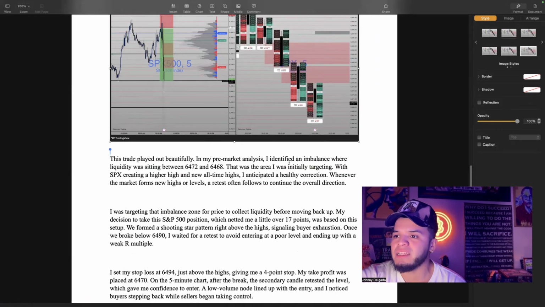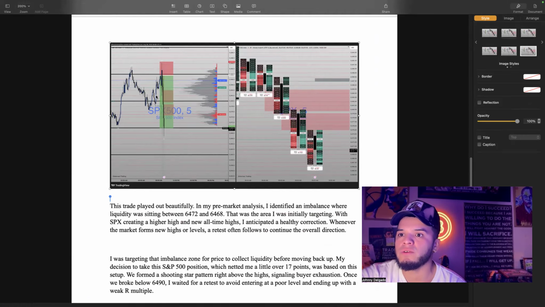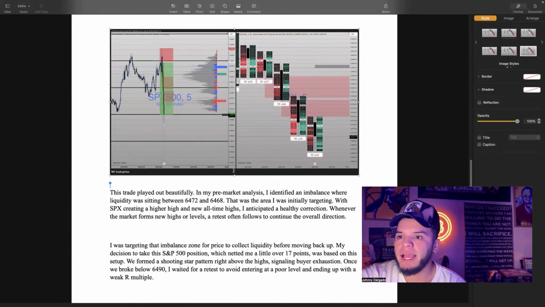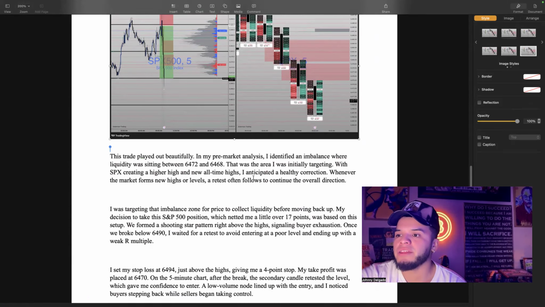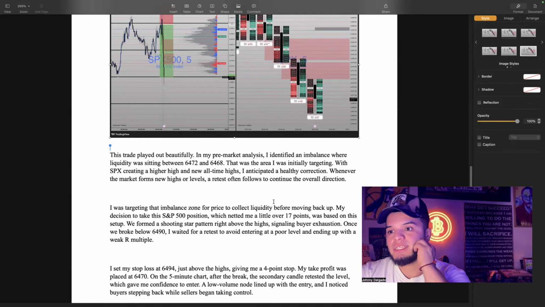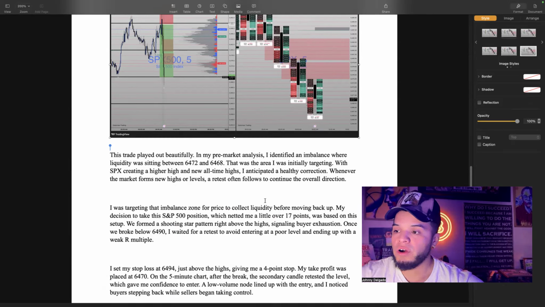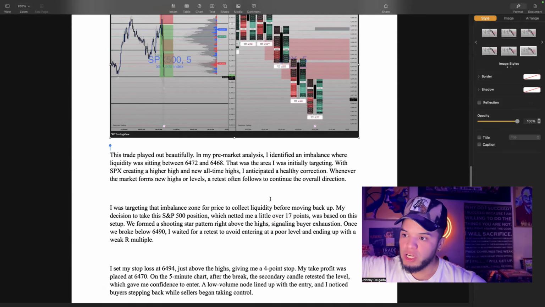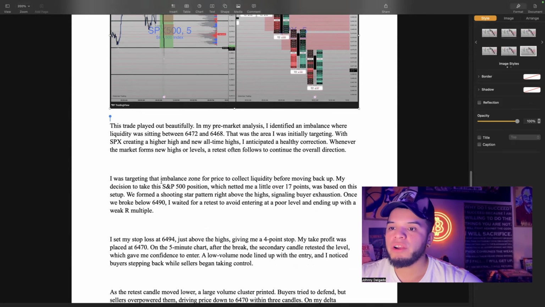In the pre-market analysis, I identified an imbalance where liquidity was sitting between 64.72, which was right here, and 64.68. That was an area I was initially targeting with SPX creating higher highs and new all-time highs. I anticipated a healthy correction whenever the market forms new highs or new levels. A retest often follows to a continued overall direction. Because what happened after this big drop? Price gathered itself and then shot all the way back up. I was targeting that imbalance zone for price to collect liquidity before moving back up.